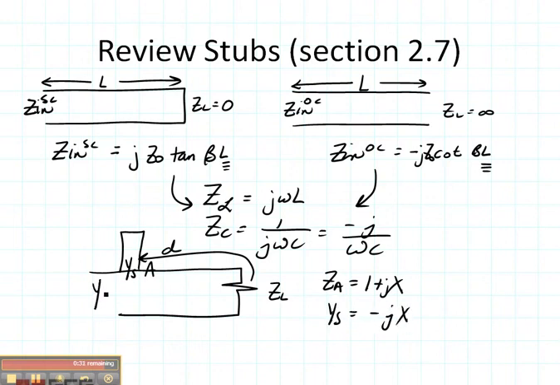And then the input, ZS. The input impedance Zin is then going to be the sum of these two, which is going to be 1 plus j0, which is matched exactly the way we want it to be.